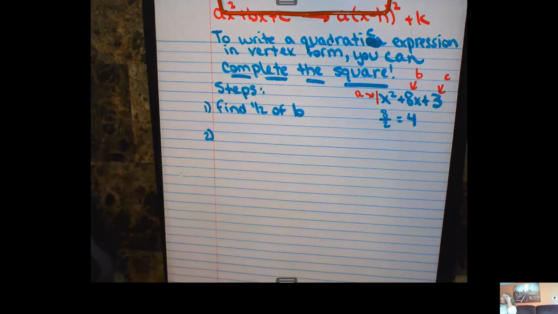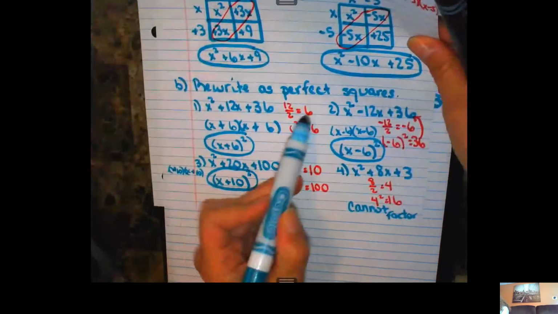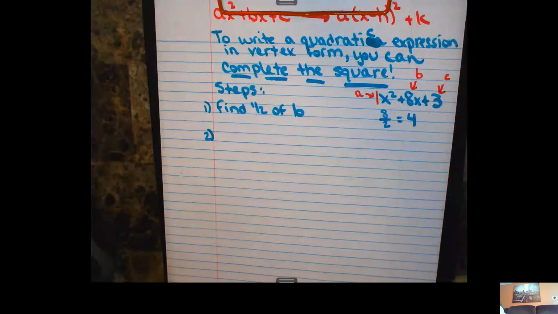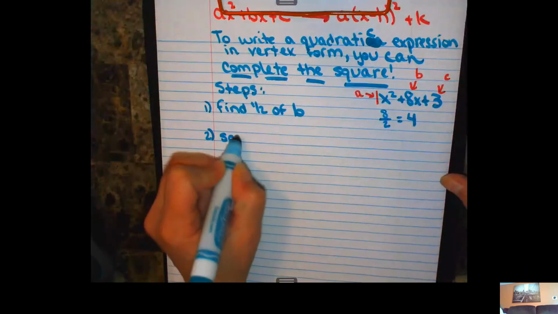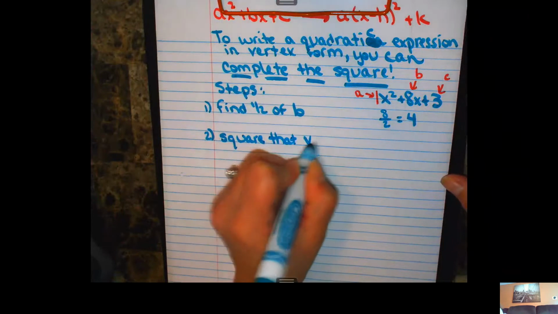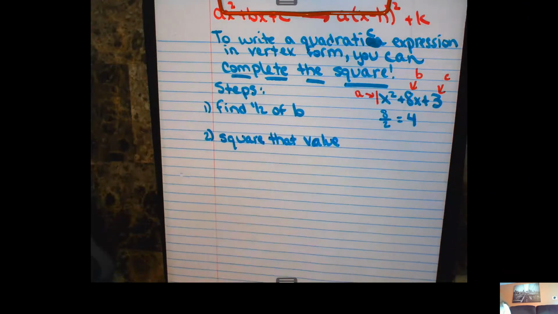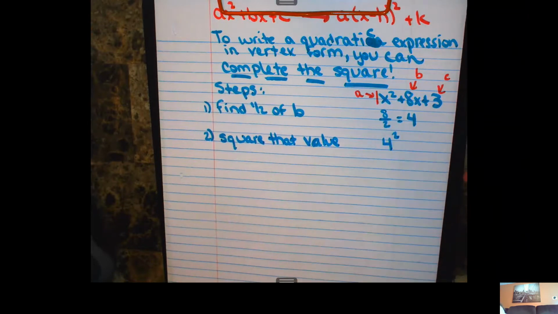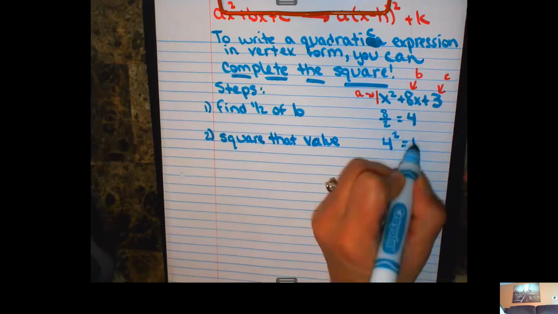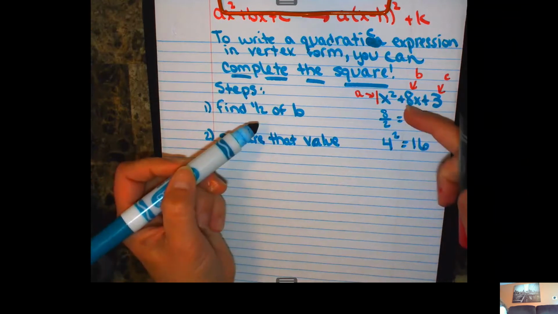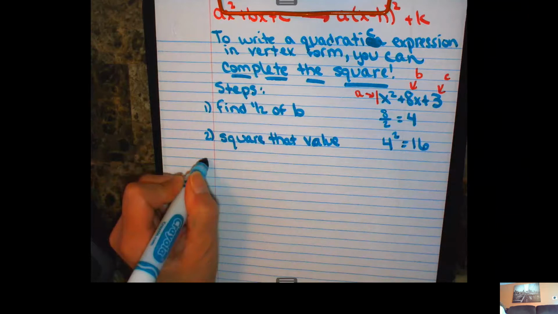Step 2. If you notice what we were also doing to see if it was a perfect square, we took half of the number, we would square it to see if this number at the end was a perfect square. So here's what we're going to do. Step 2, square that value. So we're going to take this 4 and square it. So 4 squared, well, 4 times 4, that's 16. So step 1 was half of b, half of our middle number. Then we squared it.